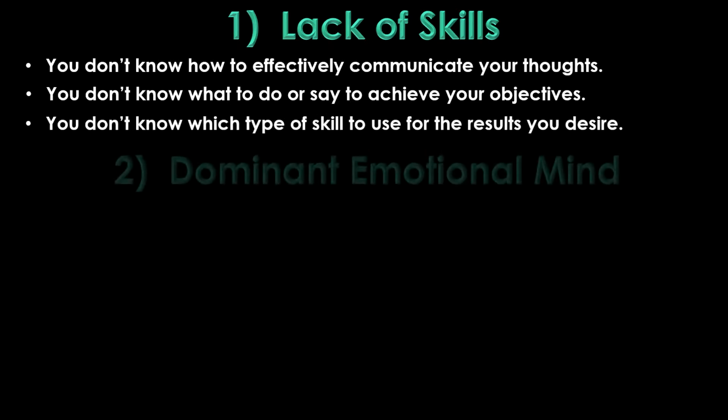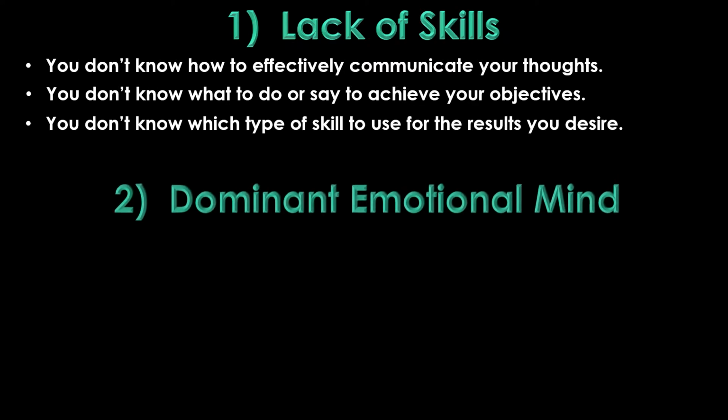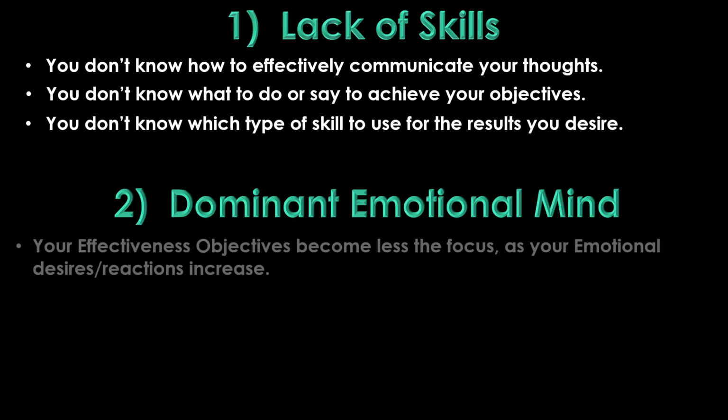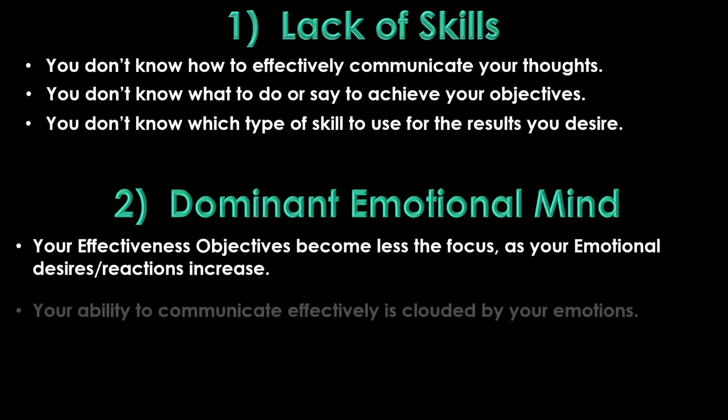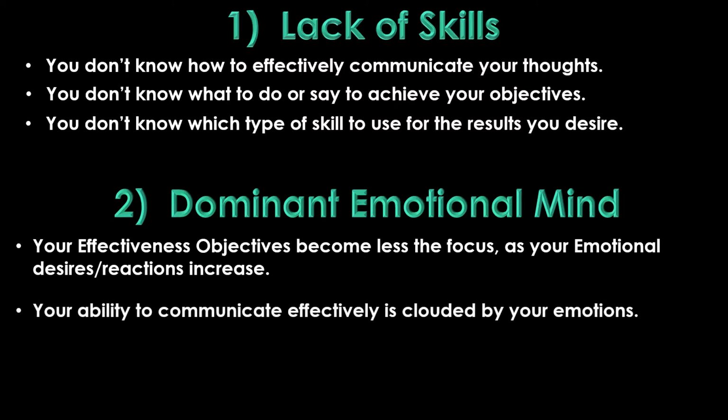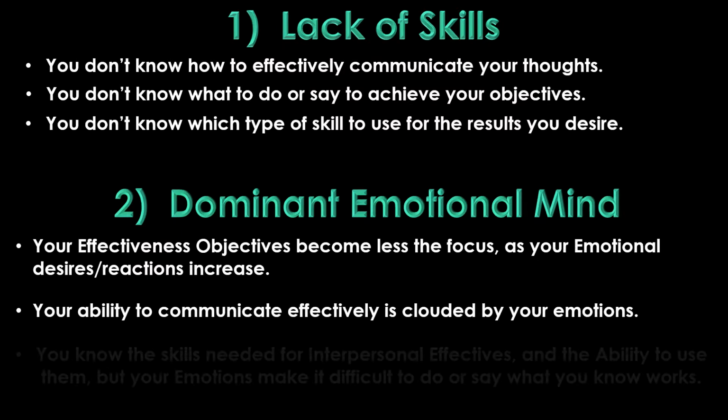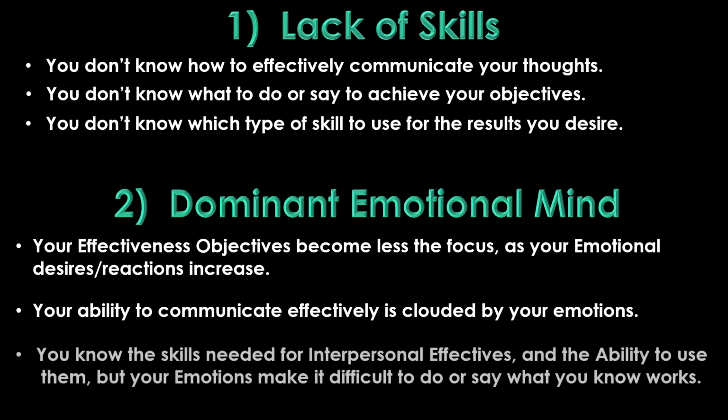Number 2, dominant emotional mind. Your effectiveness objectives become less the focus as your emotional desires and reactions increase. Your ability to communicate effectively is clouded by your emotions. You know the skills needed for interpersonal effectiveness and the ability to use them, but your emotions make it difficult to do or say what you know works.